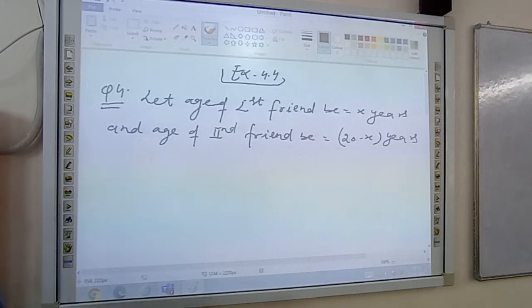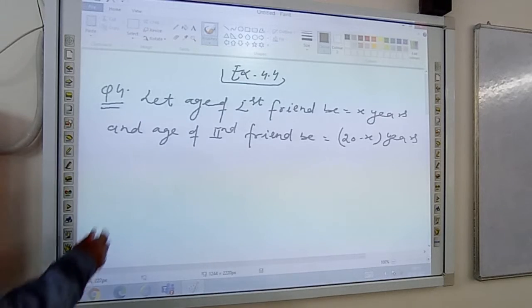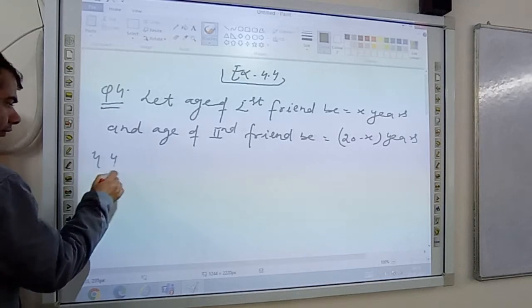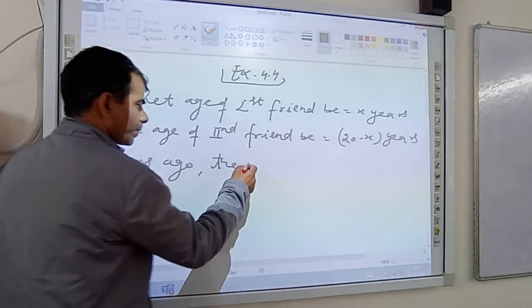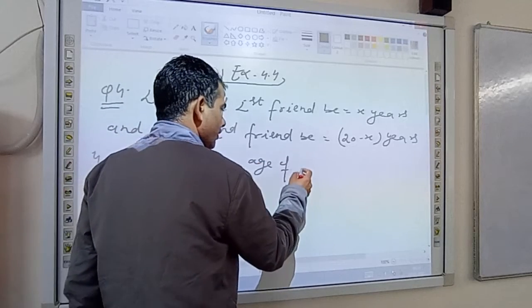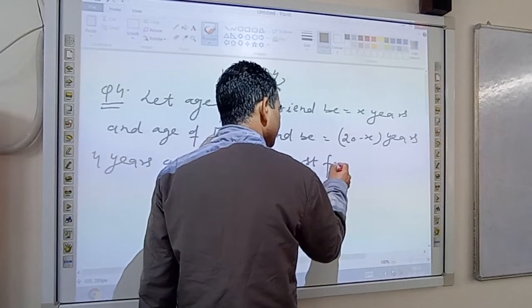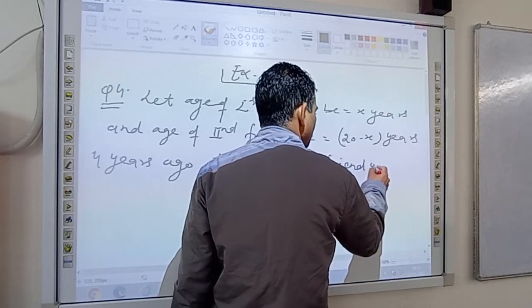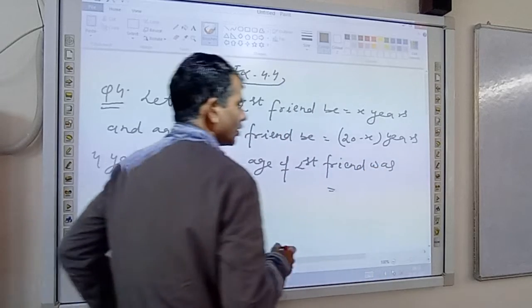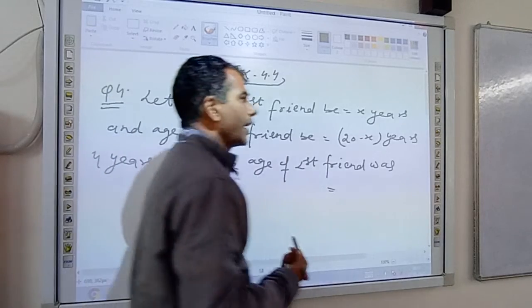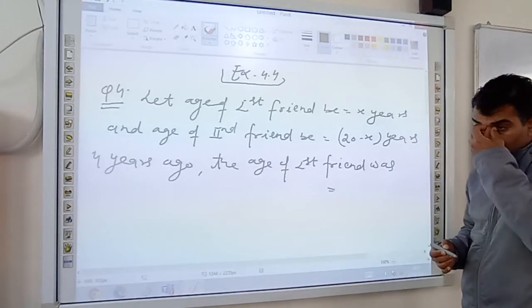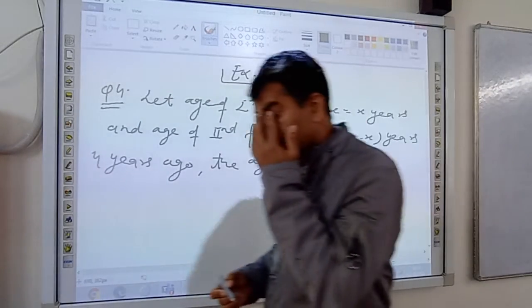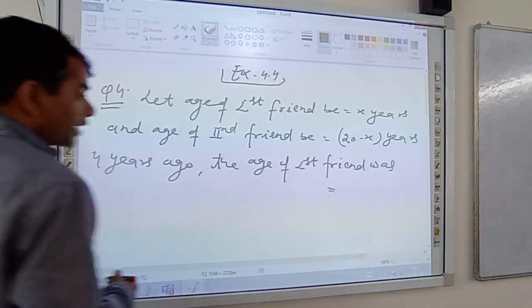Four years ago, the age of the first friend was how much? Four years ago, we subtract. So it is x minus 4 years.